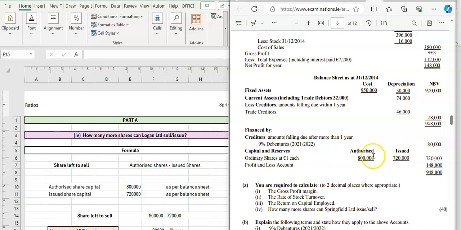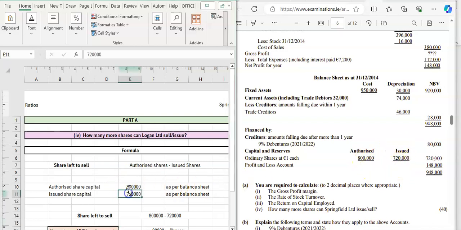So authorized shares in a company is how many shares a company can sell. Issued shares are how many shares they have sold. So the difference between the two will tell you how many shares they've left to sell. So in this question for Springfield, the authorized share is 800,000. The issued shares are 72,000. So they're the two figures that we need.